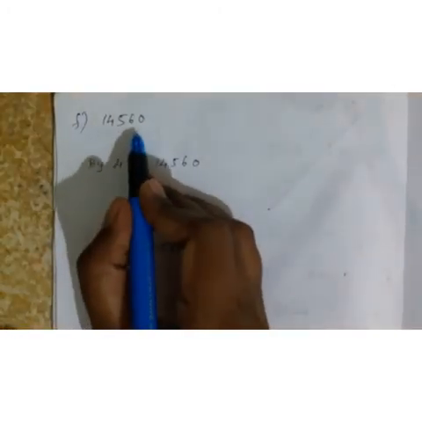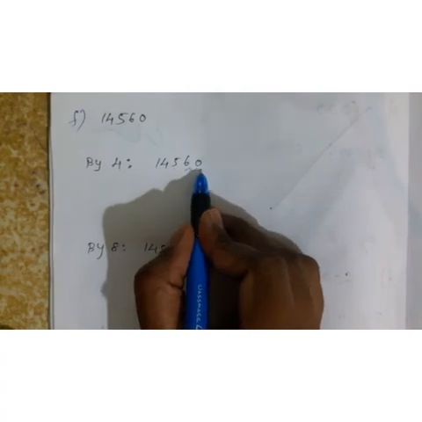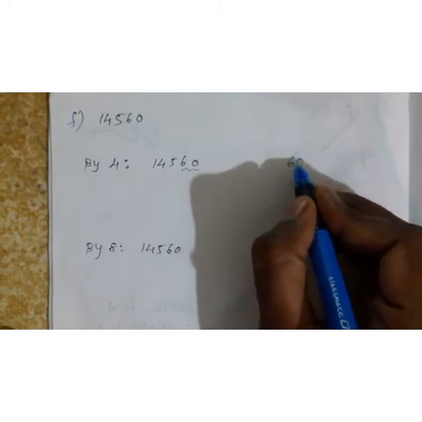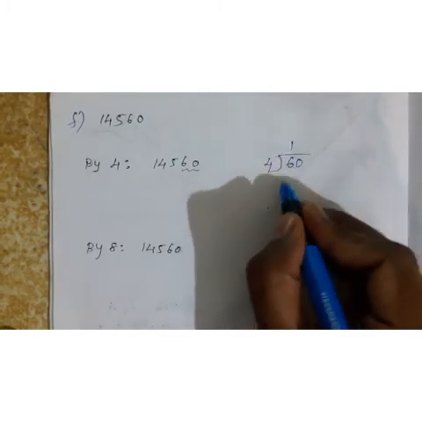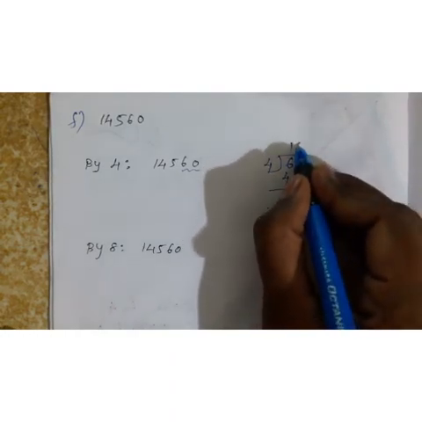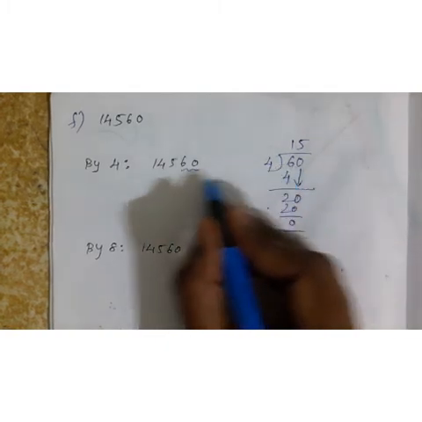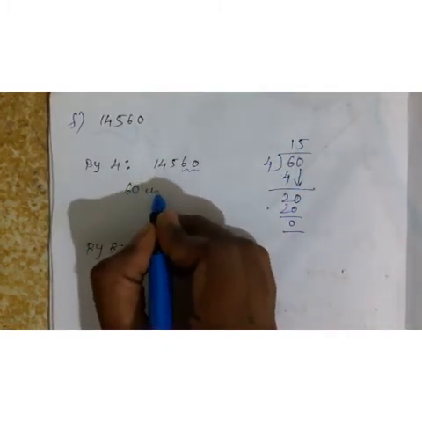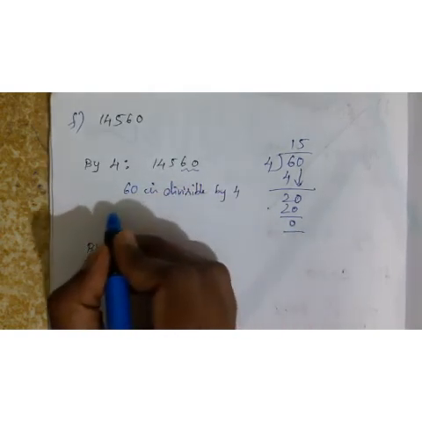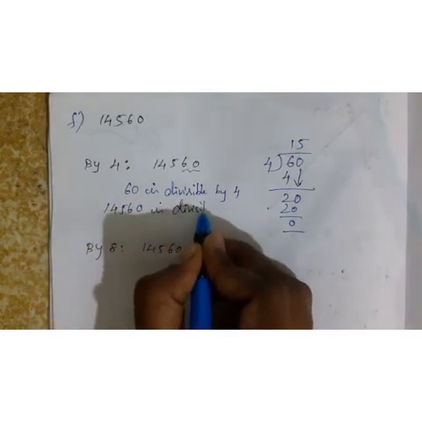F part, 14560. Divisibility test for 4. If the last two digits are divisible by 4, then the number is divisible by 4. So let's take 60 and divide by 4. 4 times 1, 4. 6 minus 4, 2. Bring down 0, 20. 4 times 5, 20. 20 minus 20, 0. So 60 is divisible by 4. Hence 14560 is divisible by 4.